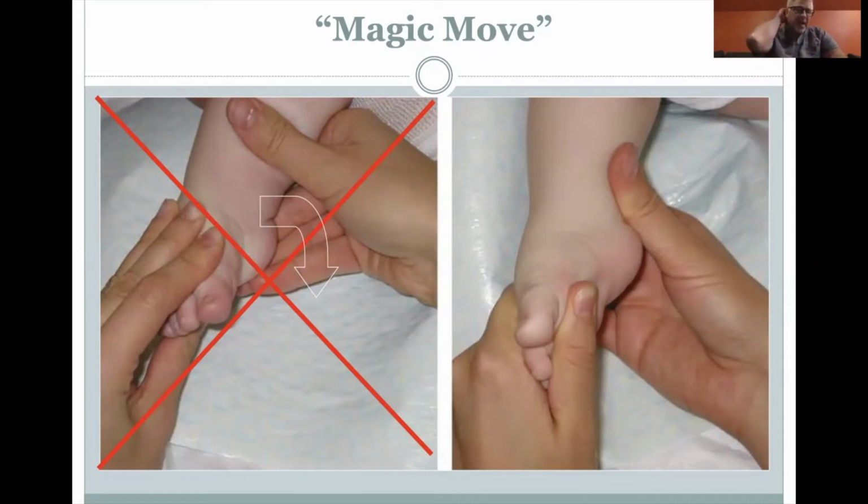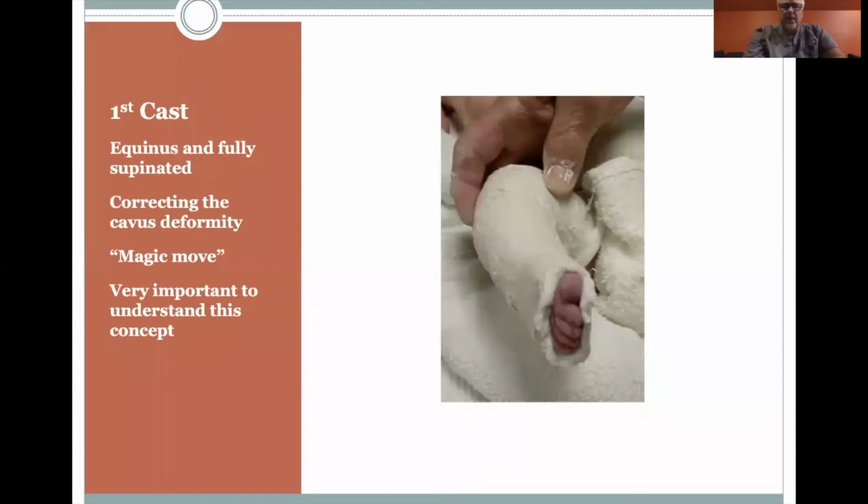So in the first cast, it's almost going to look like you're making the deformity worse. But what you're doing is getting the front part of the foot and the back part of the foot on the same plane, because initially they're not. And this is what it looks like. You can see how it looks excessively supinated. The equinus remains and the foot's in full supination, and you're correcting that cavus deformity, getting the forefoot and rear foot on the same plane.